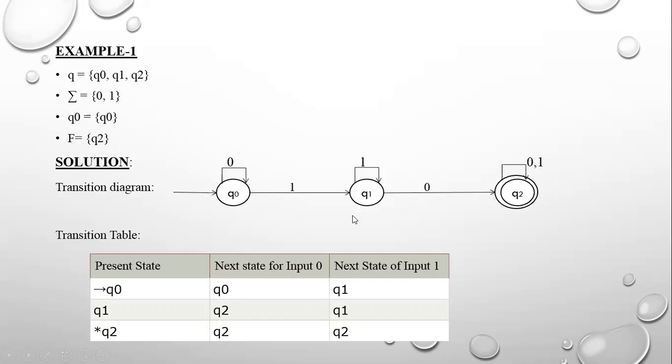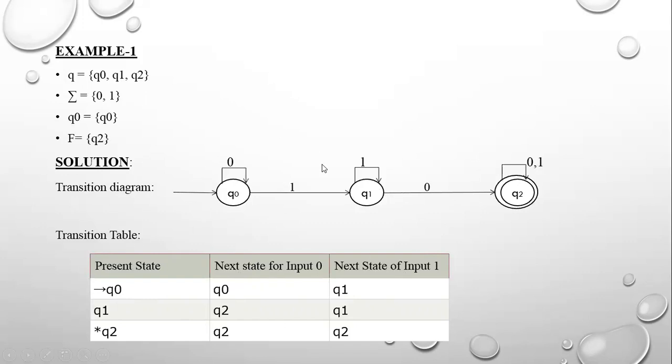So this is the delta, which can be represented as a transition diagram, and this is called a transition table. The transition table should be written using the transition diagram. If Q0 gets input 0, it reaches Q0. If Q0 gets input 1, it reaches Q1. If Q1 gets input 0, it reaches Q2. So that is the final state.